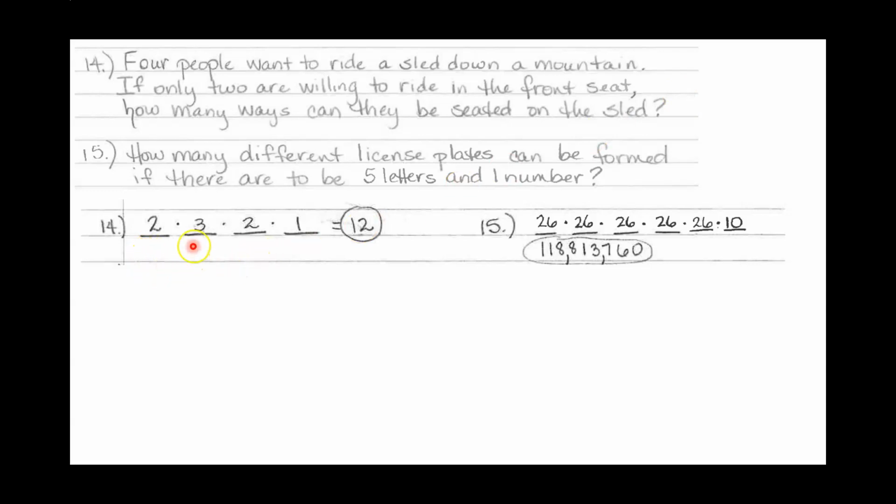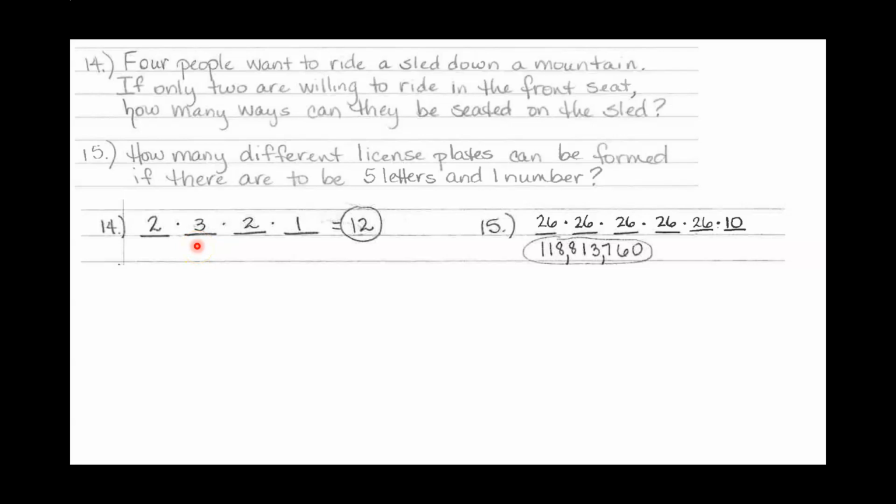Okay, so here are the 4 seats on the sled. So here's the front seat, and then the second seat, the third seat, and the fourth seat. I'm just drawing little blanks for myself. And so only 2 people are willing to ride in the front seat. So with my fundamental counting principle, the first event can only be done in 2 different ways. There are only 2 different people that could sit in that seat.